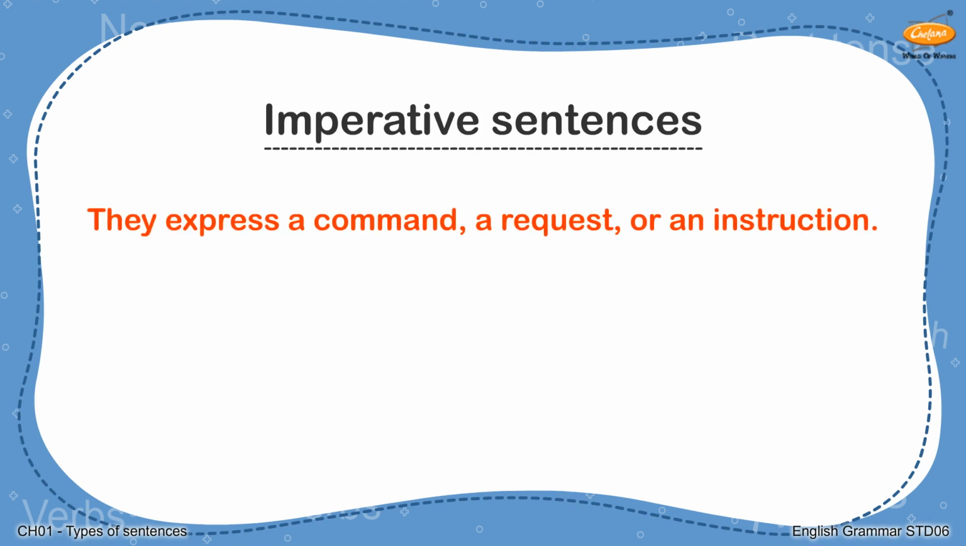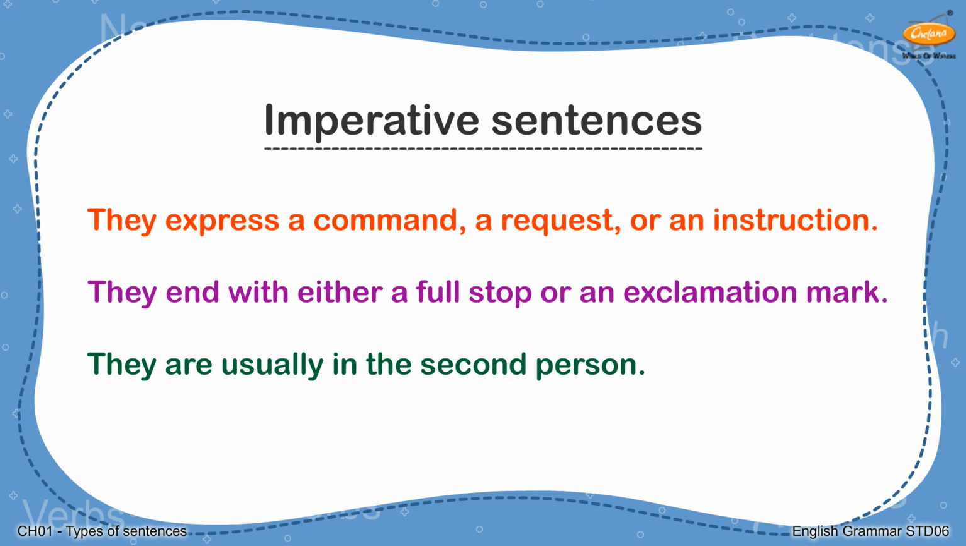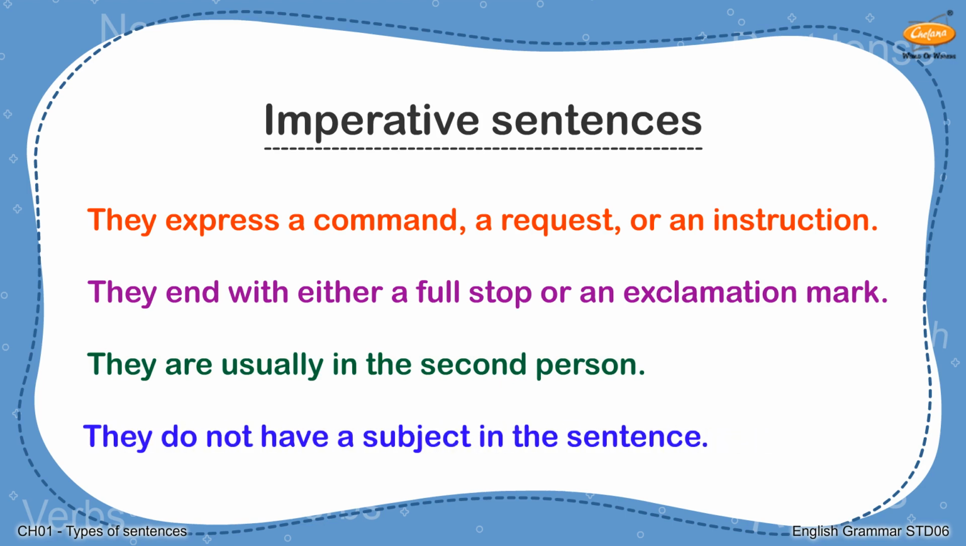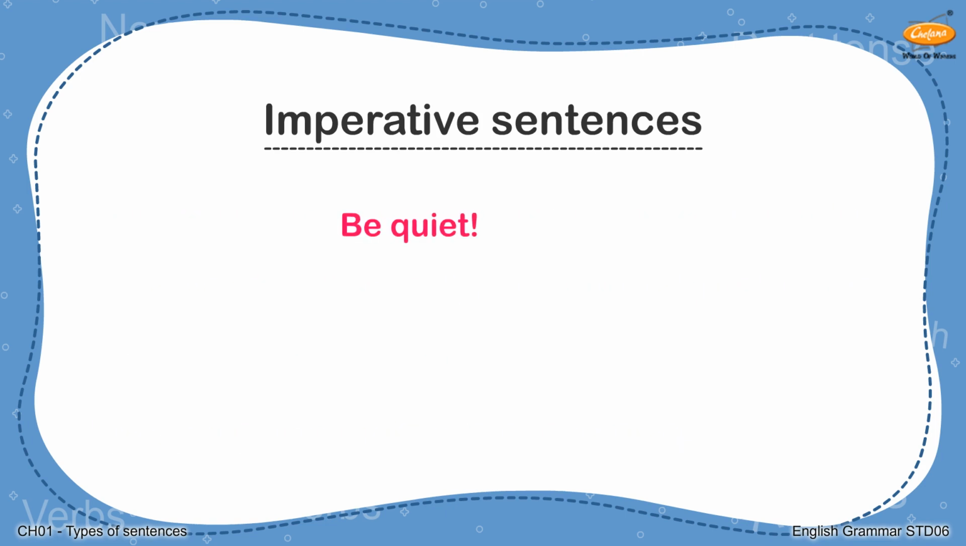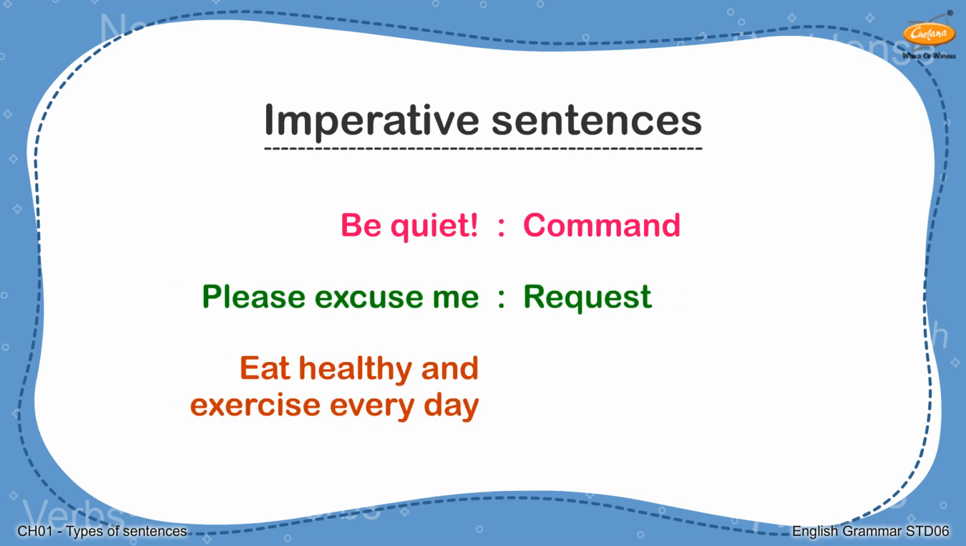Imperative sentences express a command, a request, or an instruction. They end with either a full stop or an exclamation mark. These sentences are usually in the second person and they do not have a subject in the sentence. The subject you is understood. Be quiet is a command. Please excuse me is a request. Eat healthy and exercise every day is an instruction. They are all examples of imperative sentences.